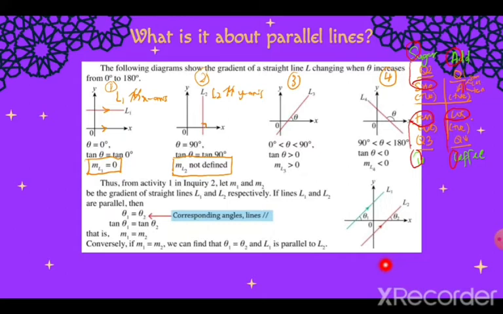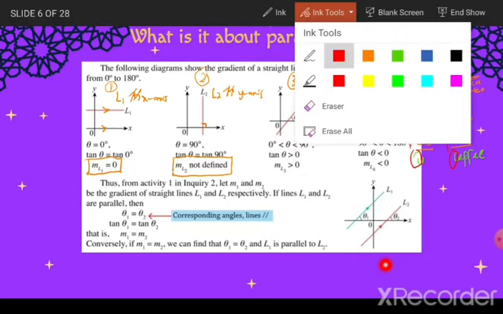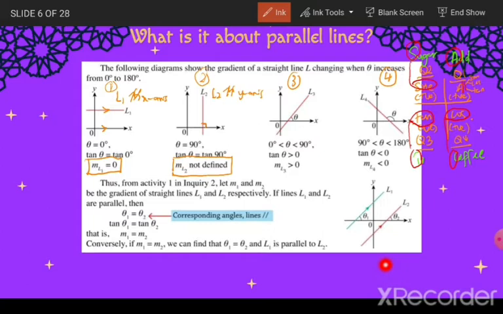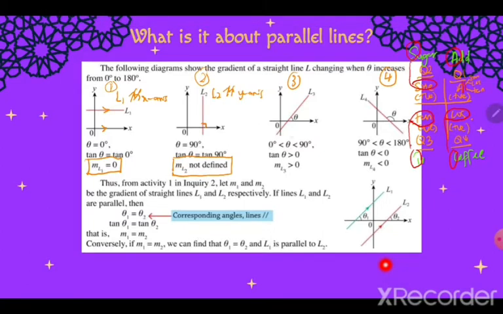So if we compare with case 3, this is in between 0 to 90 degrees, so this is in quadrant 1, in which tangent theta is positive. That is why tangent theta is greater than 0. So we can conclude that the gradient of line 3 is positive. Can you follow? Okay, next.